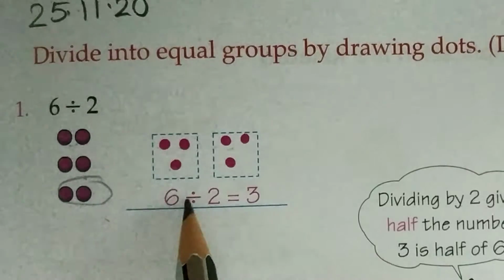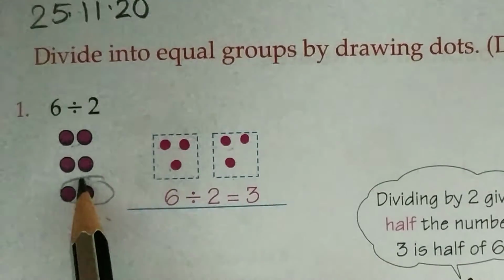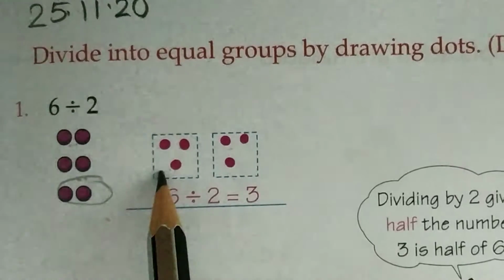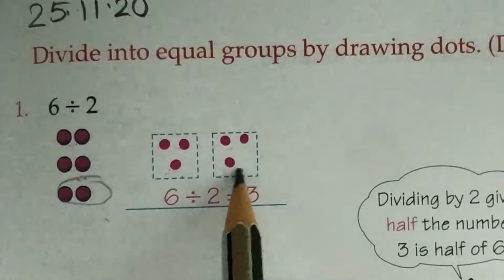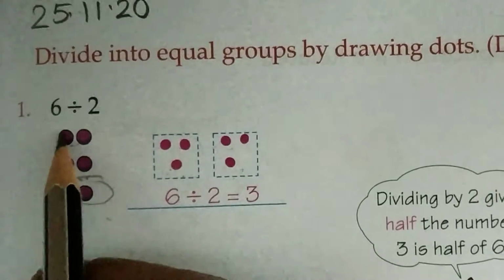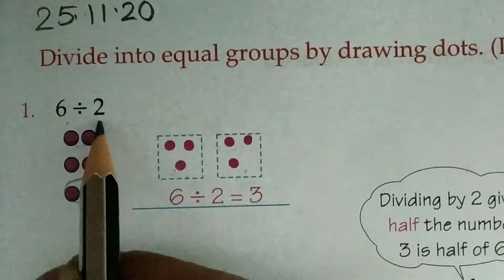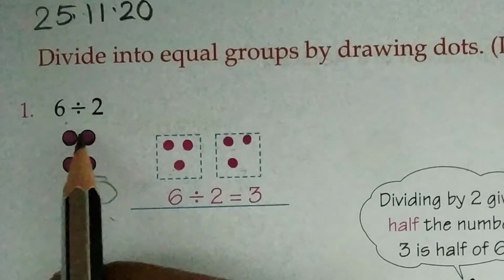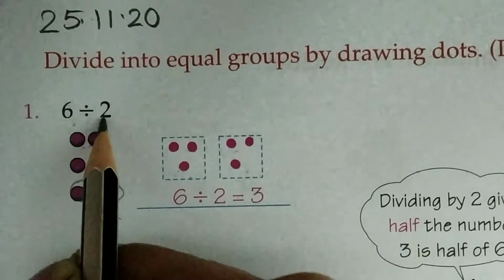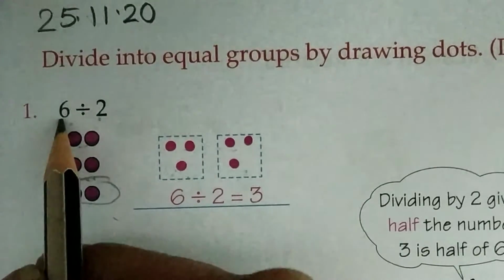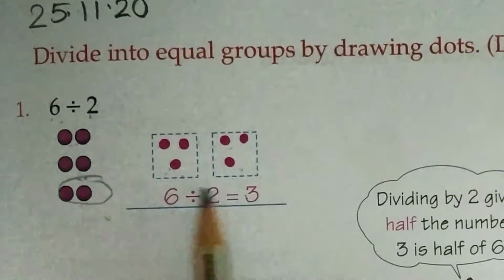So how many beads do we put in each block? 3 and 3. Okay, if we divide 6 by 2, how many times do you read the table of 2 to get 6? So student, our answer is 3.